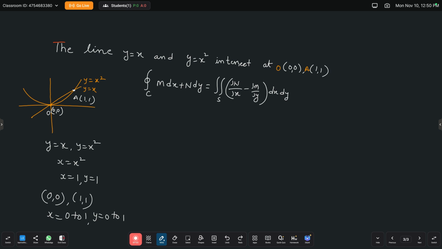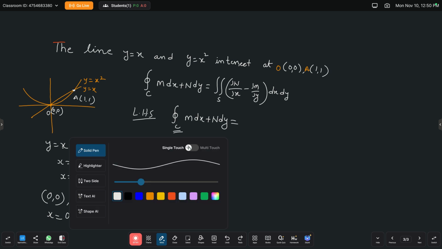Verification means you can prove both LHS and RHS parts must be the same. First I am solving the LHS part. In the LHS part you have the circulation of M dx plus N dy. So where the curve is bounded, you can calculate here. Here the curve C is bounded by here.